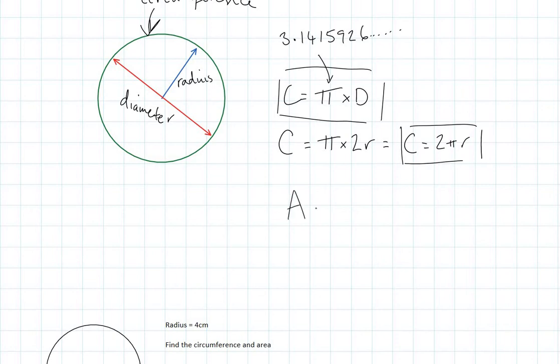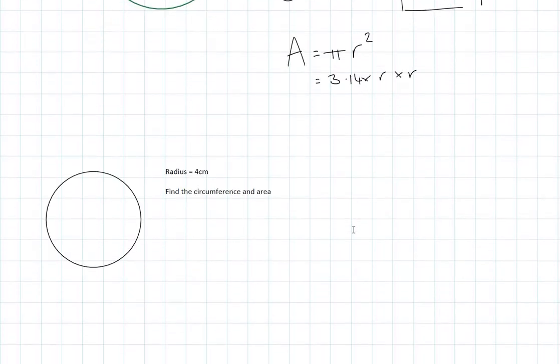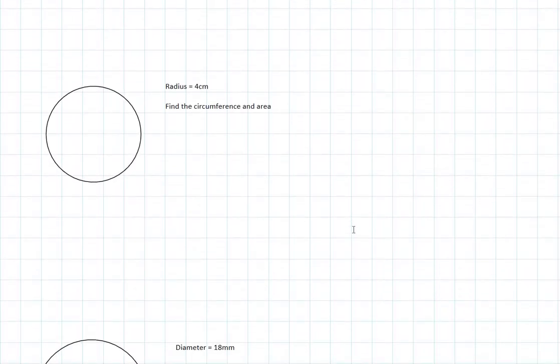Okay, the area, there's only one formula. You'll probably have heard of it. Pi times the radius squared. So that's like 3.14 times the radius again. Remember, r squared just means radius times itself. So we're going to use these formulas now to work out the circumference and the area.